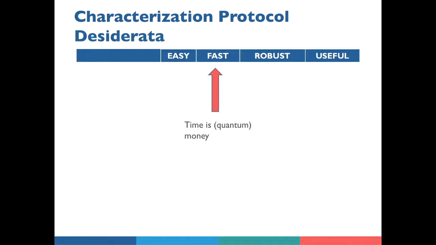Time is quantum money. The faster you can do these characterization and calibration procedures, the faster you can get onto the interesting work of doing quantum simulation or adiabatic optimization or whatever it is we are trying to do. And if you're having to do this, say, multiple times an hour or multiple times a day, you would like to spend as little time doing this calibration as possible.